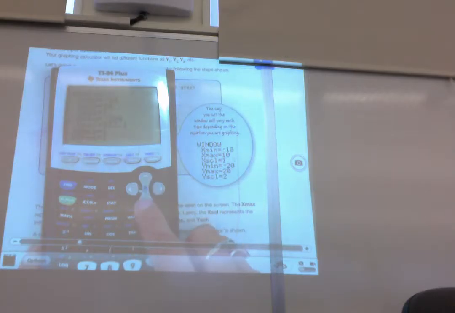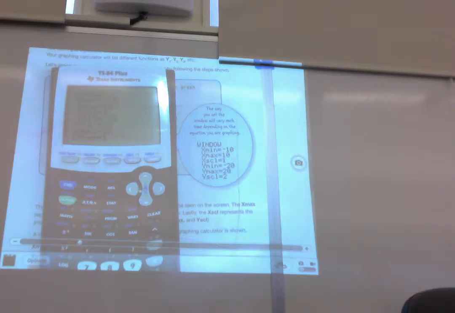Using these arrows to move down each step. Y max is how high on the graph, +20. And then Y scale should be 2. Look at this. Mine says 1, but our graph says let's go ahead and make it 2.